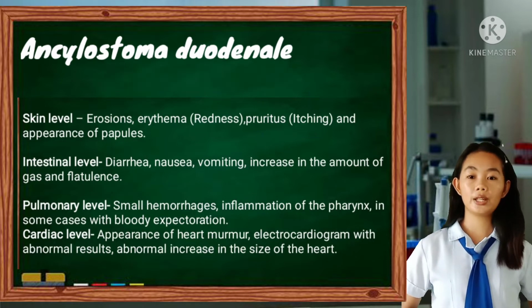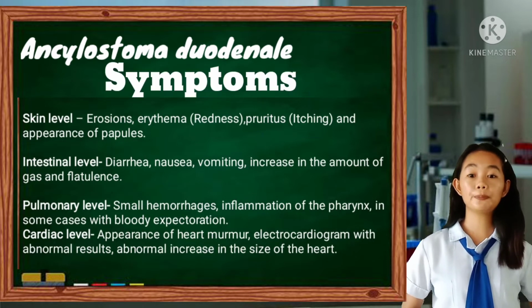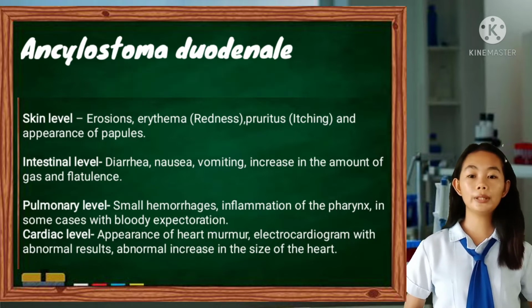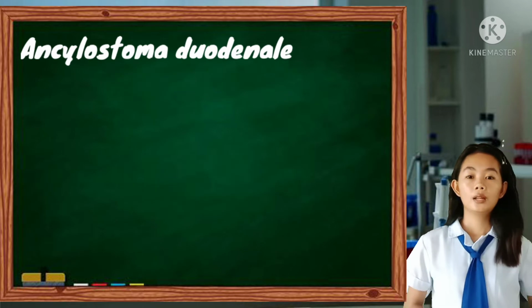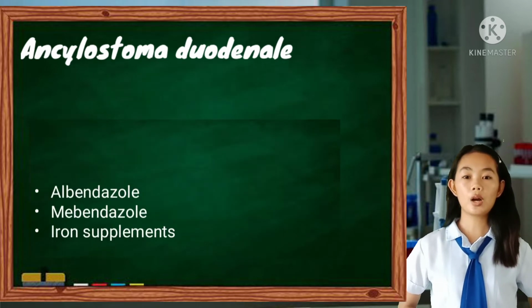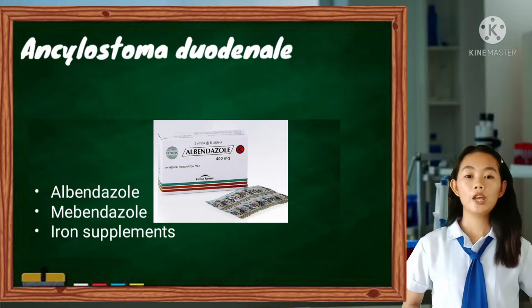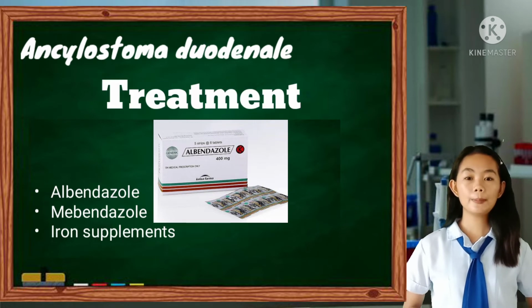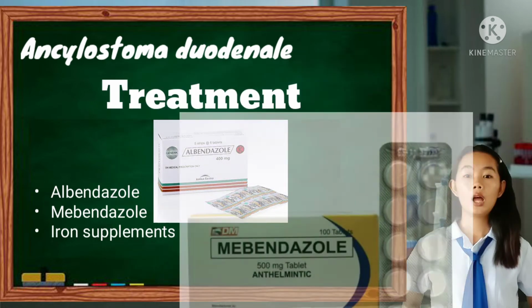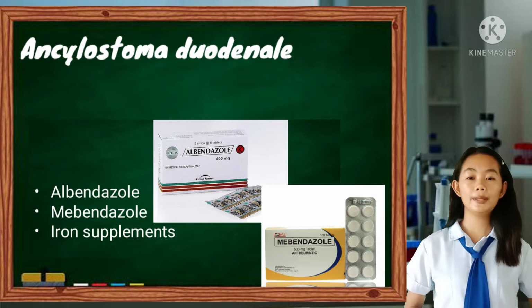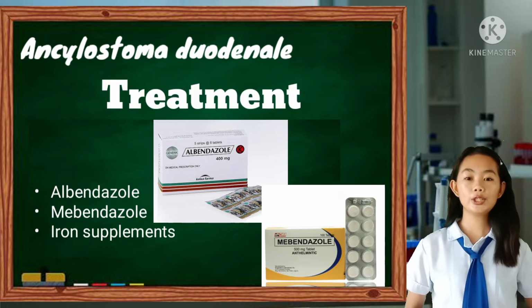And at the cardiac level, we have the appearance of heart murmur, electrocardiogram with abnormal results, and abnormal increase in the size of the heart. The most commonly prescribed drug is albendazole. If this is not prescribed, they may prescribe mebendazole. Both have the function of eliminating adult parasites and their larvae through different mechanisms.